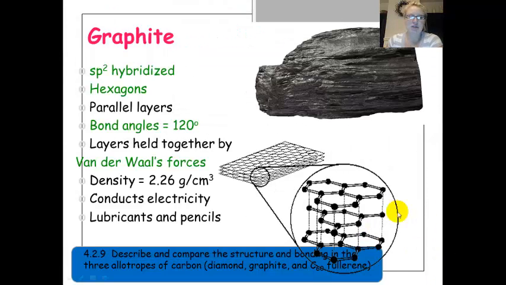Graphite is sp2 hybridized, and it's made of sheets of hexagons of carbons. They're in parallel layers, and the bond angles are 120 degrees because the carbon is trigonal planar in each case. The layers are held together by van der Waals forces. And if you look, the density of graphite is 2.26 grams per cubic centimeter, and it conducts electricity, and we use it in lubricants and pencils, and here's a picture of what graphite looks like.